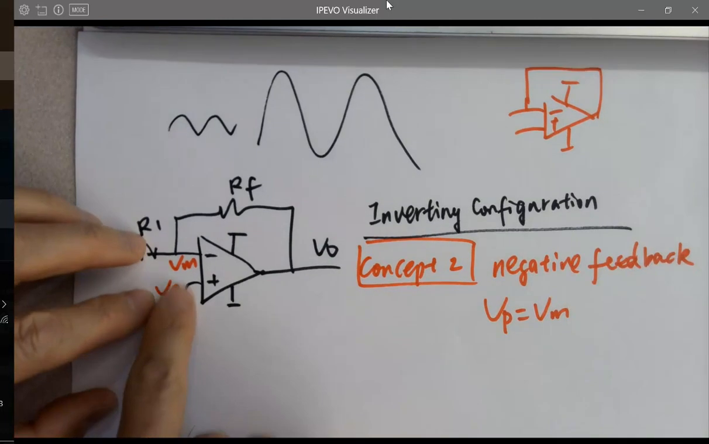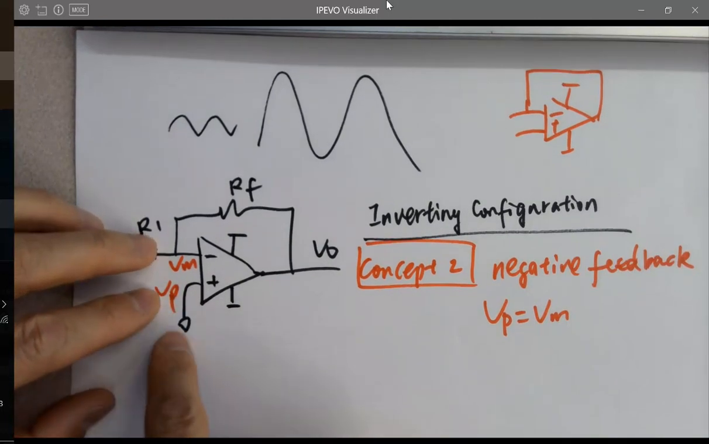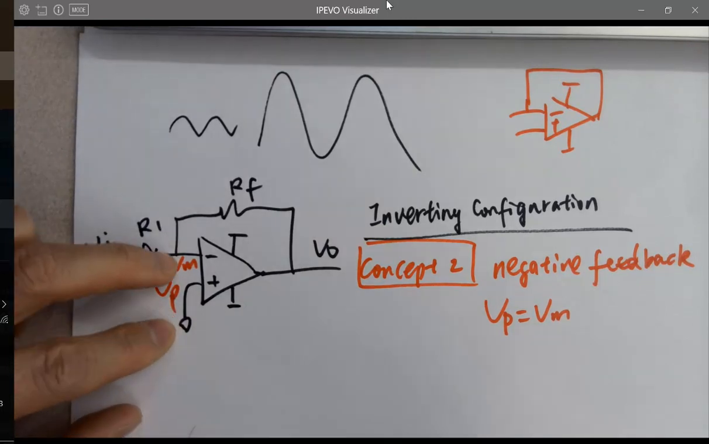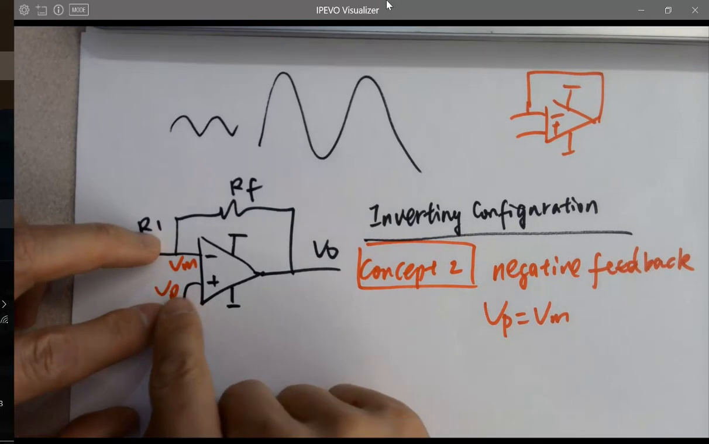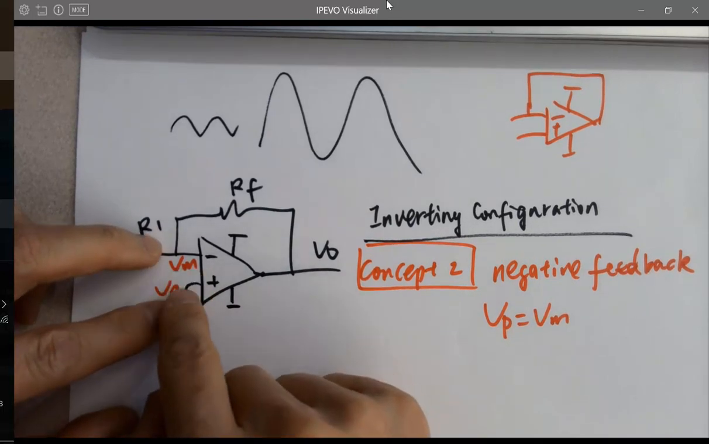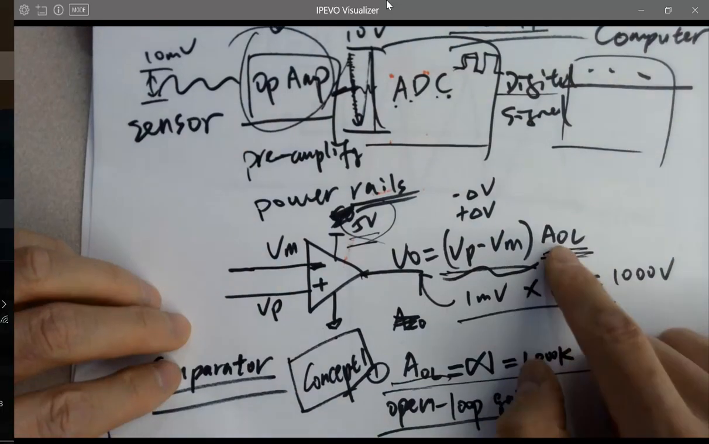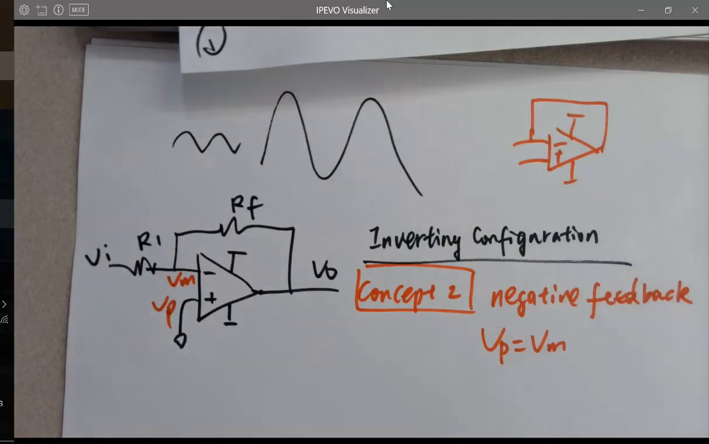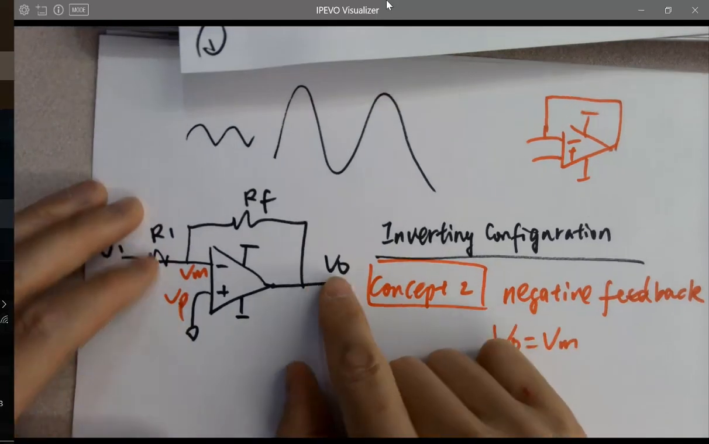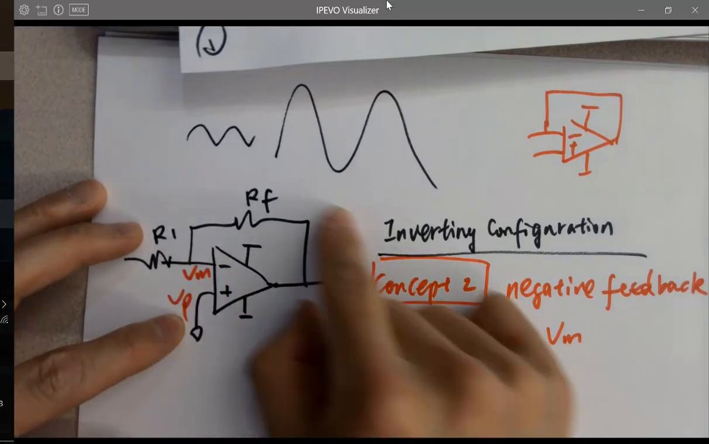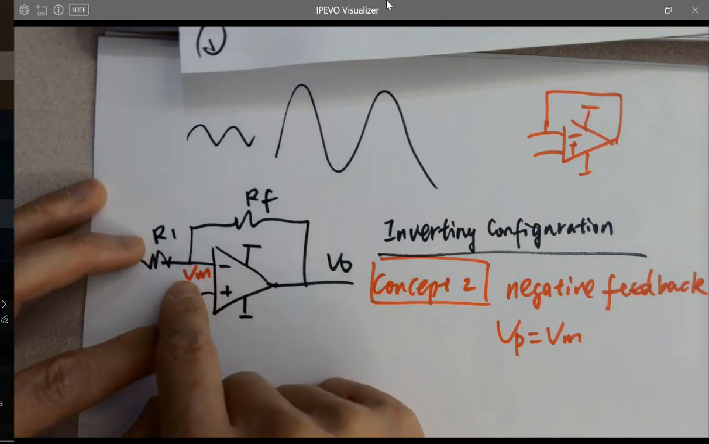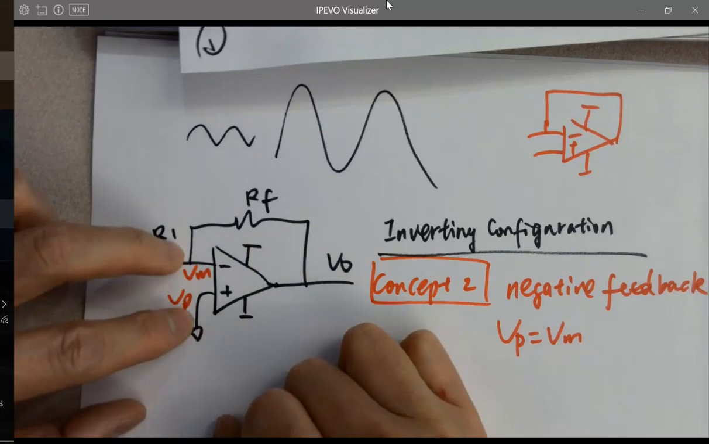Did you feel that? I'm going to say that again. For example, VP is ground, but assume there's some kind of noise that makes VP larger than VM. So VP minus VM times AOL would be a huge VL. It won't reach a huge VL because the negative feedback moves so fast. It tries to move up, but whenever it moves up a little bit, it dumps current here through the connection, feeding it back to keep them equal.